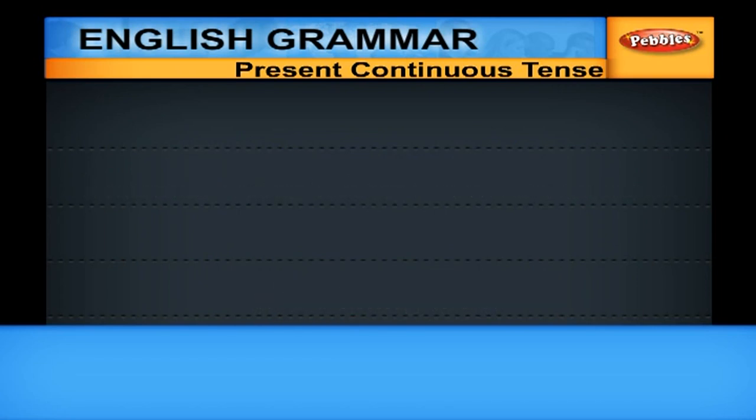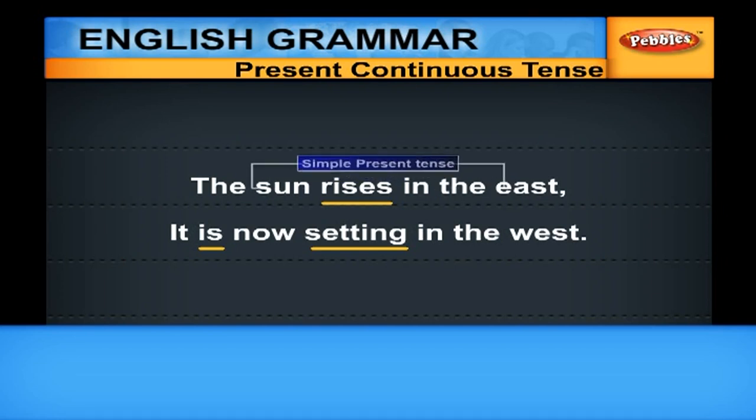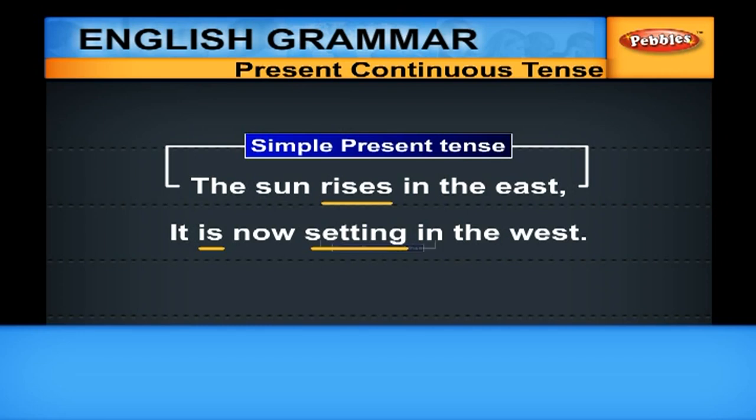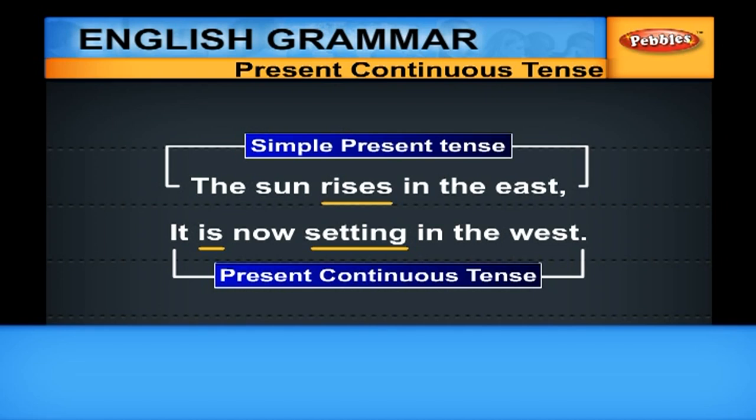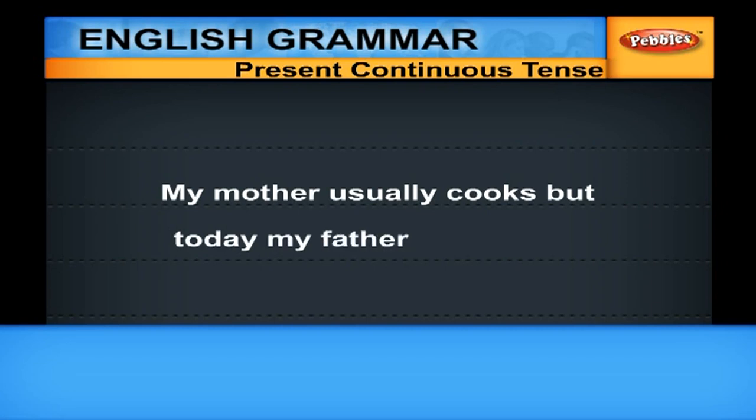Another example. The sun rises in the east. It is now setting in the west. So, the first one refers to a regular action, which is in simple present tense. The other action is in progress, or in present continuous tense. My mother usually cooks, but today my father is cooking. So, habitually your mother cooks at home, but today your mother is not well or sick, and your father is doing that. So, when you refer to an action that is in progress, you have to use a continuous aspect.